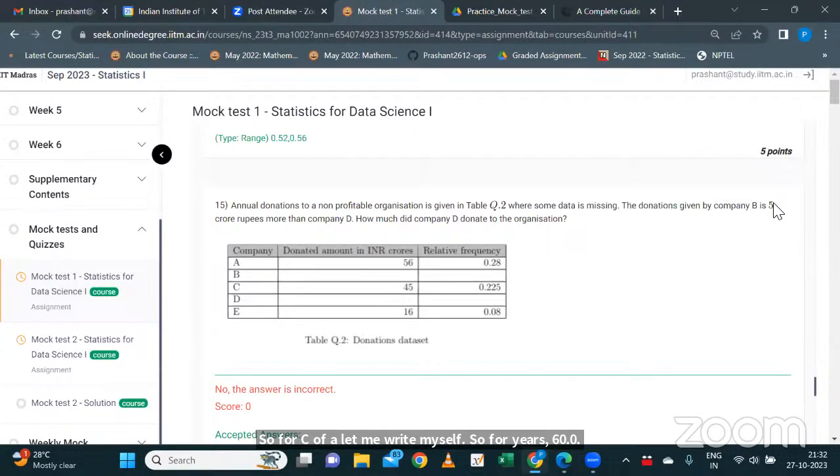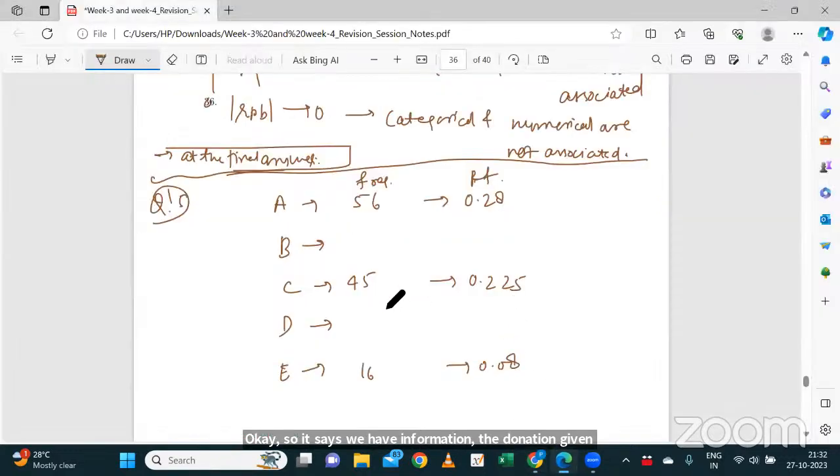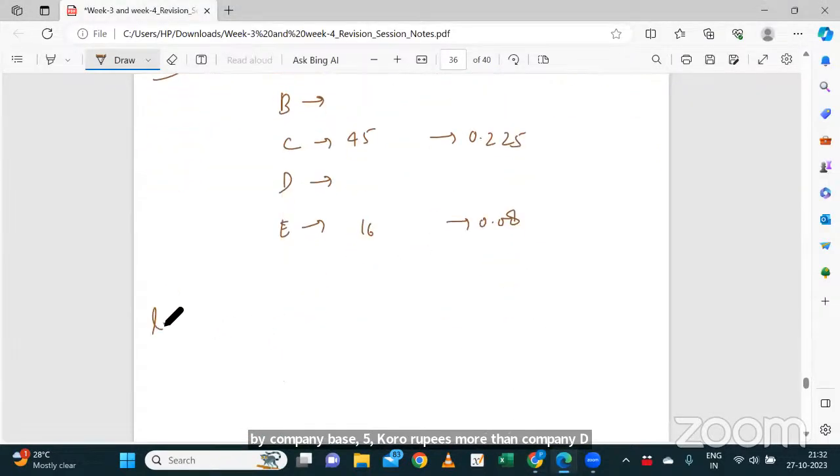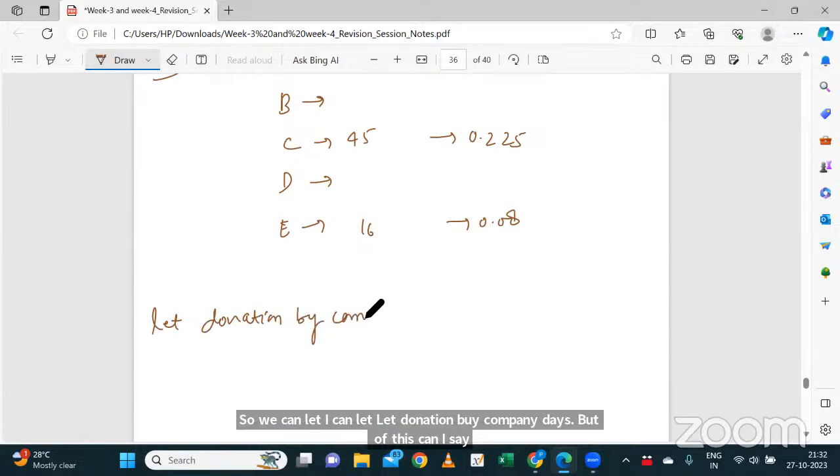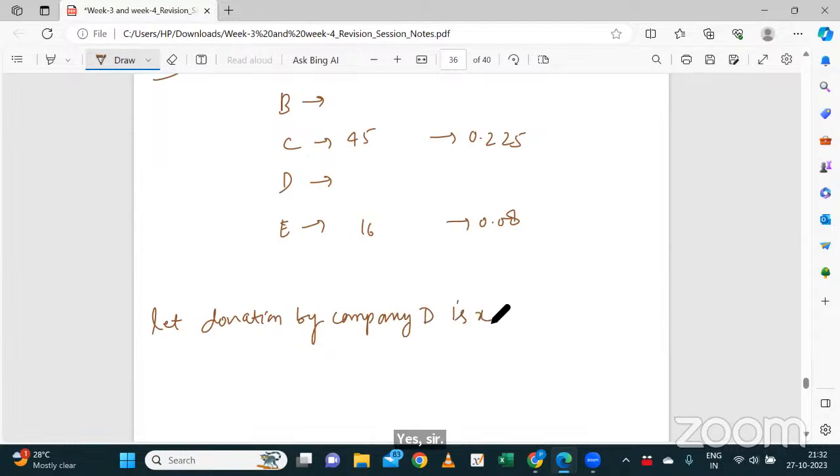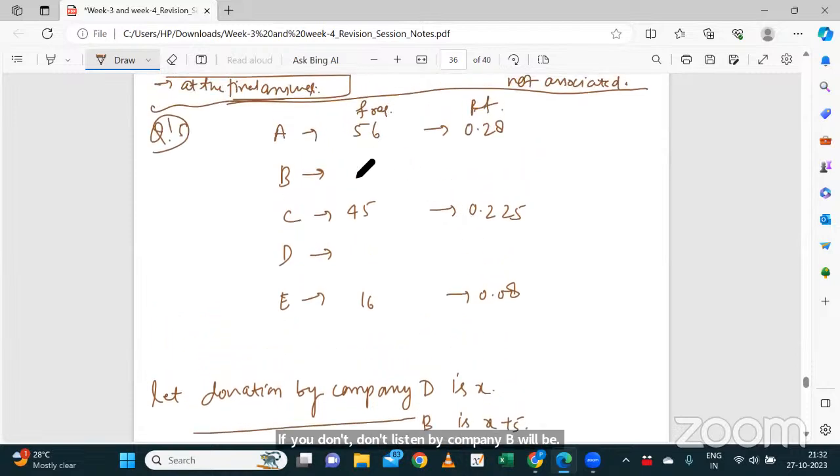The donation given by company B is 5 crore rupees more than company D. So let the donation by company D be x crore rupees. If the donation by company D is x, then the donation by company B will be x plus 5. So we have x plus 5 and we have x. We are asking about the value of x, right?